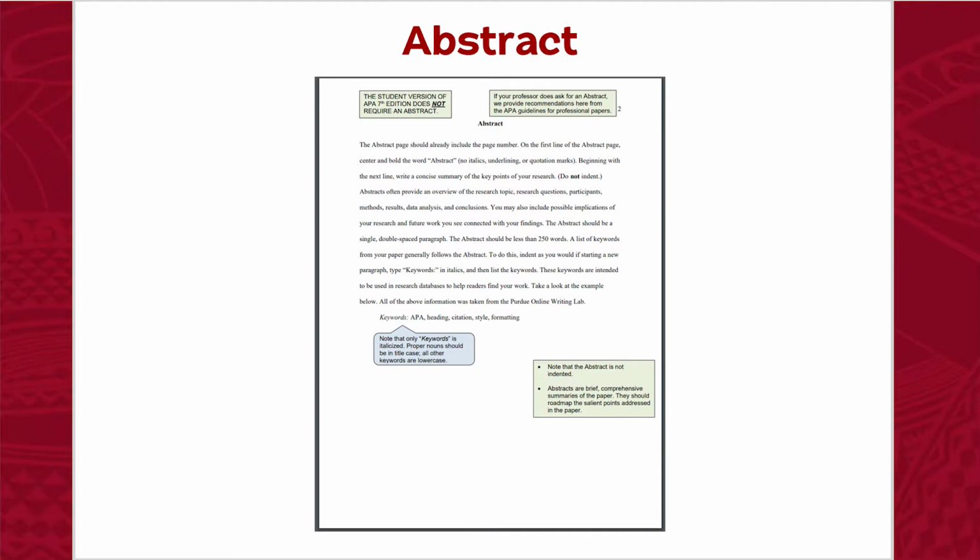To start off, the title, Abstract, should be centered and bolded with the body of the abstract below. Note that there is no indent and we go straight into the first sentence. While there is no strict word limit, abstracts are generally below 250 words in order to stay concise and to the point. At the end of the abstract, keywords are included.